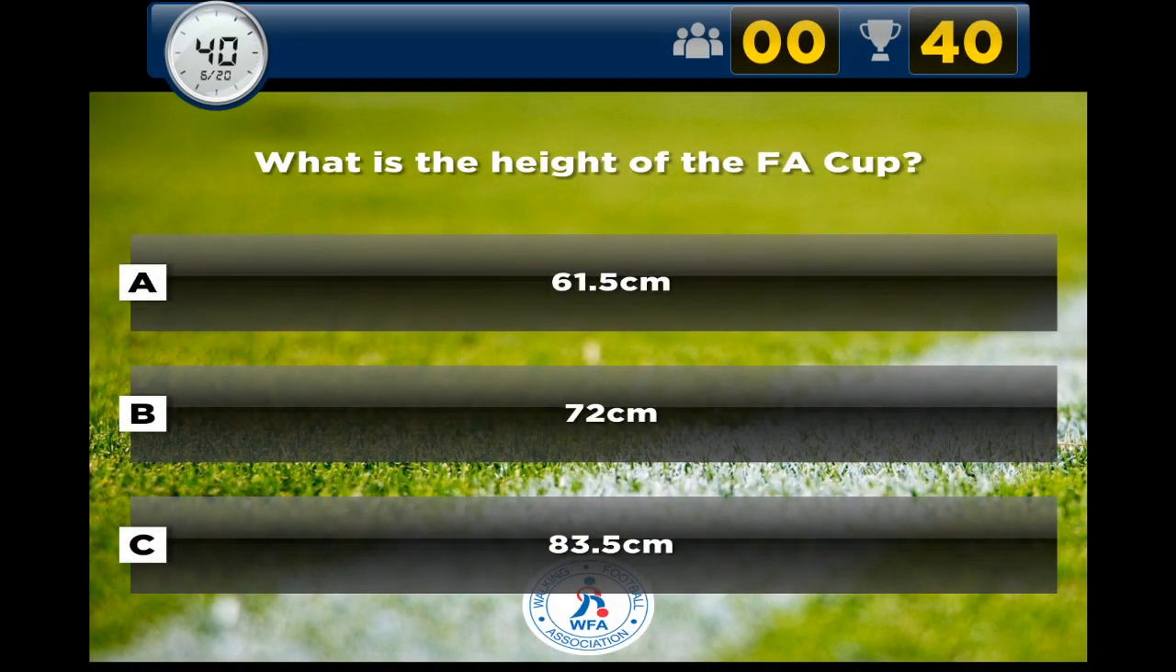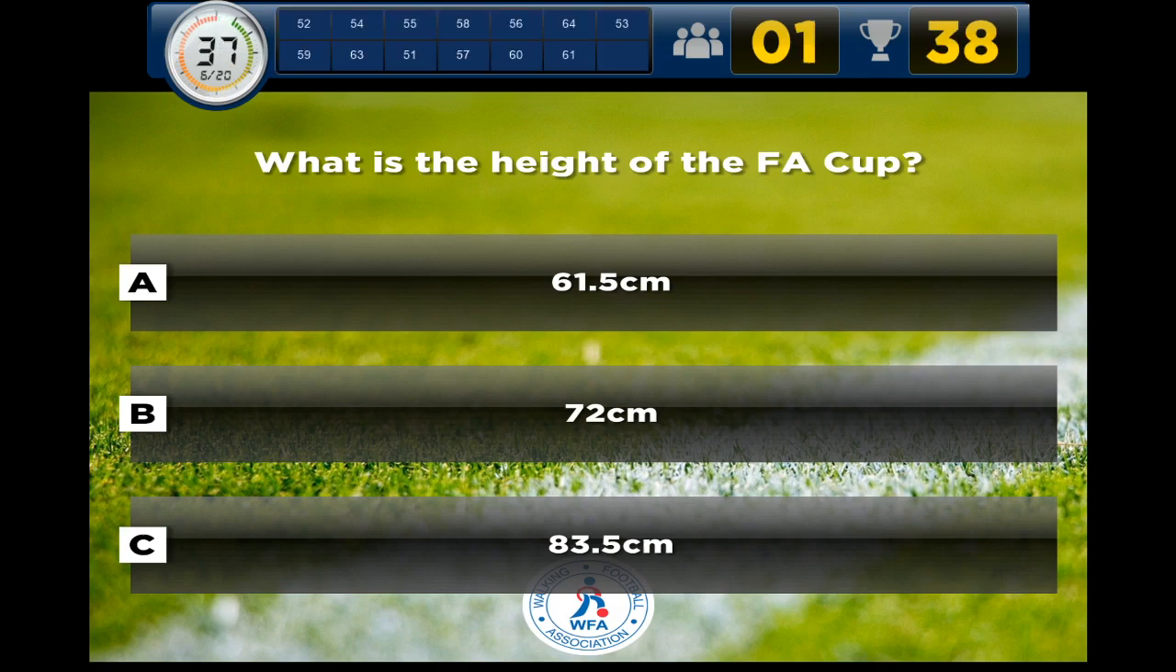So what is the height of the FA Cup? Is it 61.5 centimetres, 72 centimetres or 83.5 centimetres? So 3 options there for the height of the FA Cup. Answer as quickly as you can. Five seconds remain.